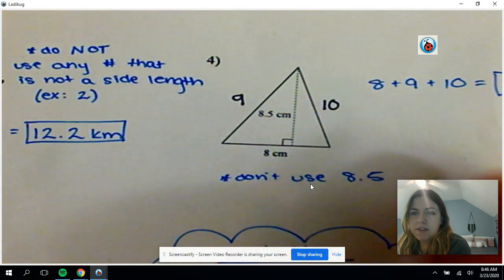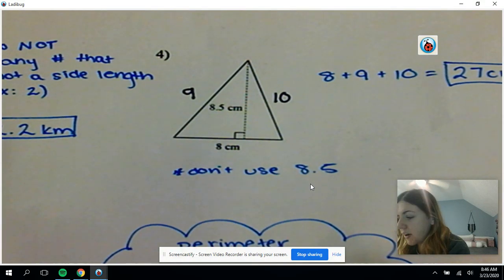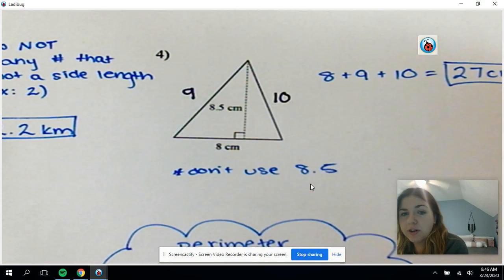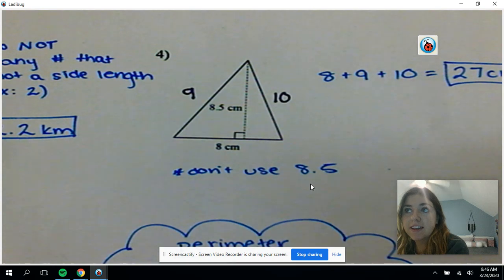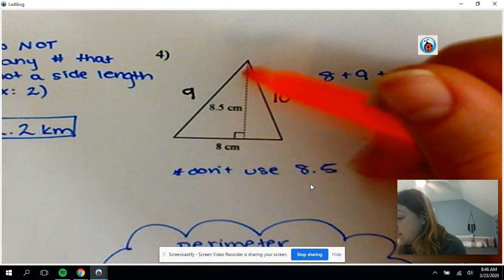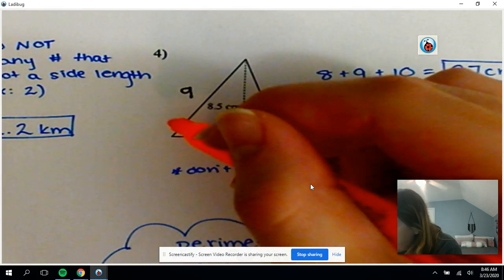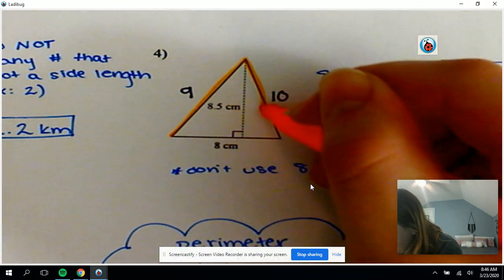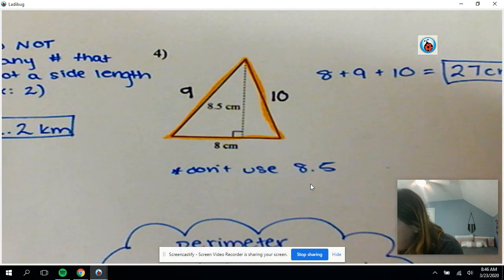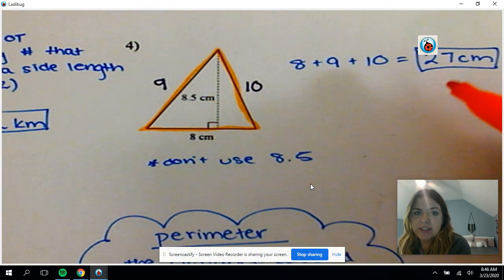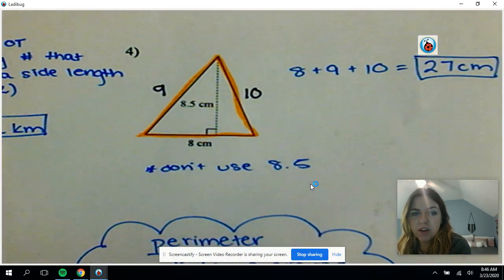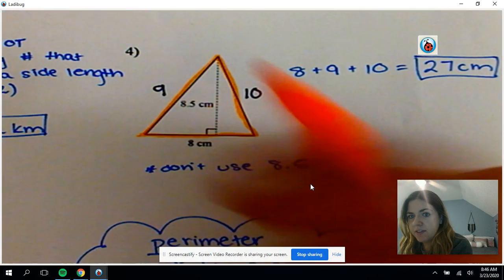That same thing happens a lot with triangles, because unless it's a right triangle, there are no straight sides in a triangle, so you'll always have some type of height on the inside. But again, I trace it, I add up 8 plus 9 plus 10, and I would get 27 centimeters. I am not using that 8.5.